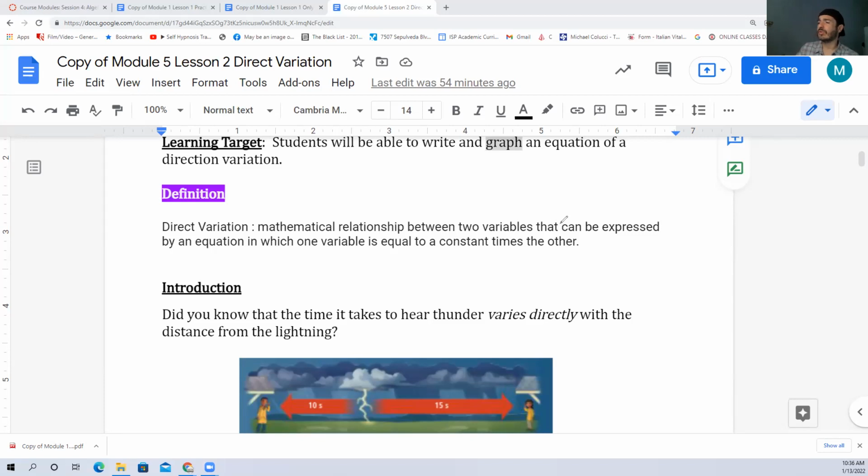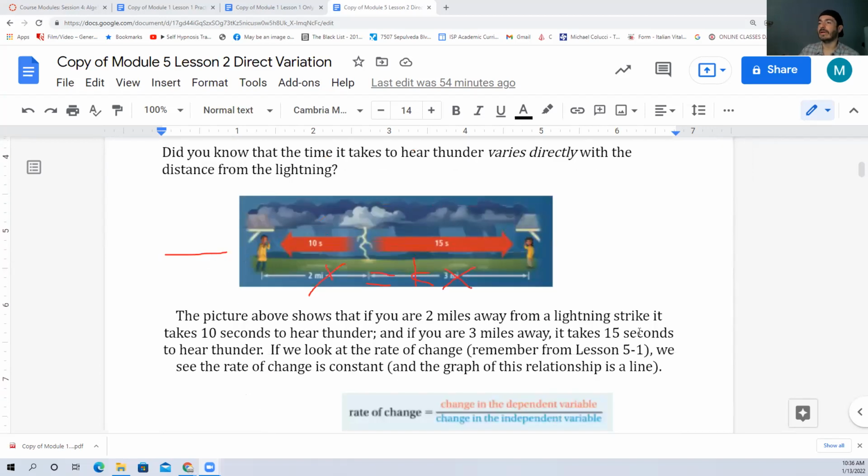So a relationship between two variables that can be expressed by an equation, that means there's an equal sign, in which one variable, let's call it y, is equal to a constant, let's call it k, and k is just filling in for any real number, times the other variable, let's call it x. y is equal to kx. All right, scrolling down.